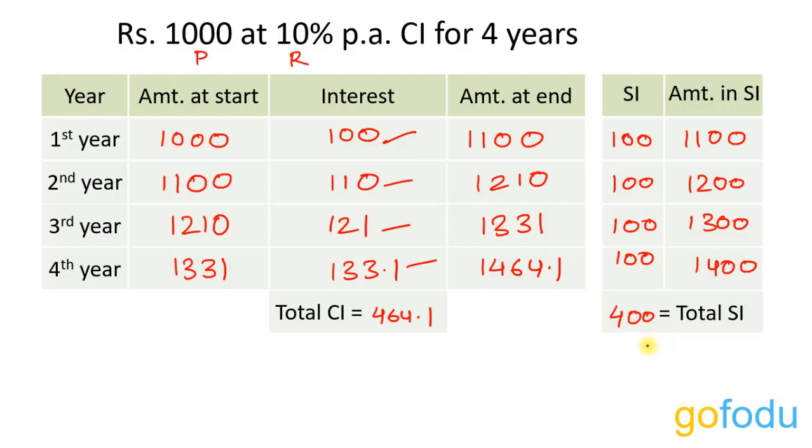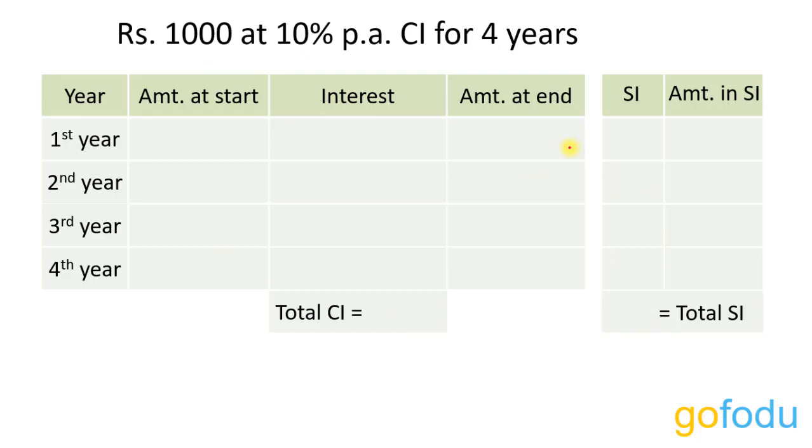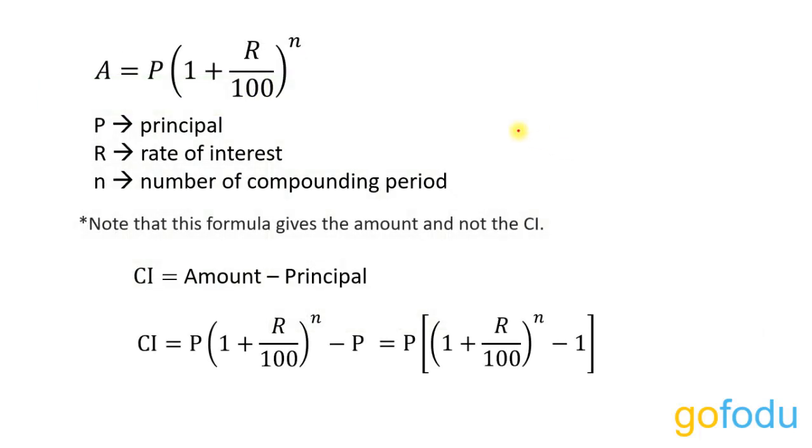For first year, interest generated in compound interest as well as simple interest would be the same. Things will change from next year onwards. So you must have got an idea of how compound interest works from this table. This was manual calculation. The same could be done using this formula as well.